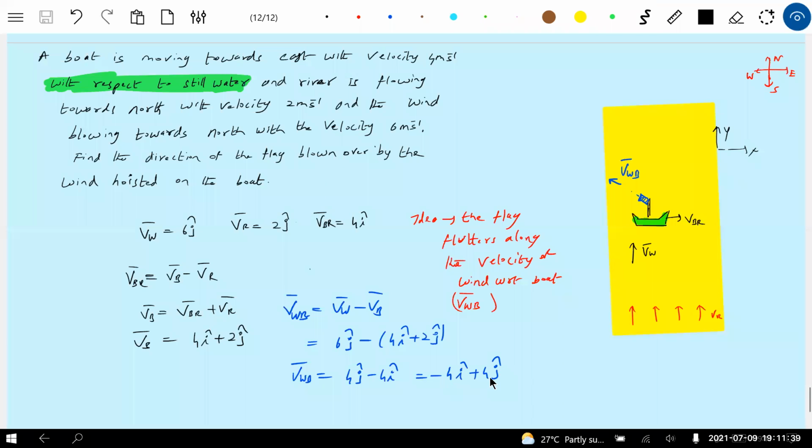This is the problem. In every problem these quantities will change, but this idea remains the same. So what you should do is calculate the velocity of wind with respect to the boat. To calculate, we need VBR and VW. There's a formula. What is VB? The velocity of boat with respect to ground or bank. This is unknown. What will be known are VBR and VR. So VB we will calculate, VW is given, and VWB bar we will calculate.